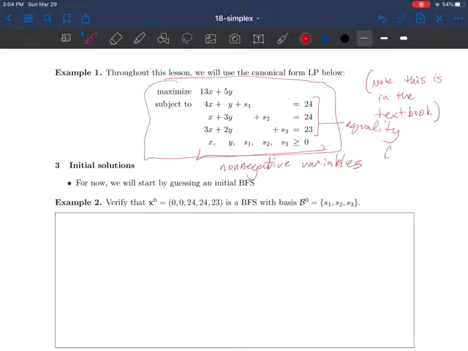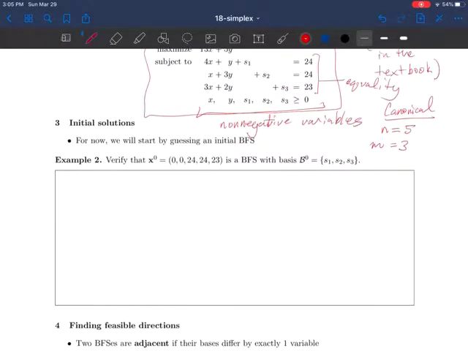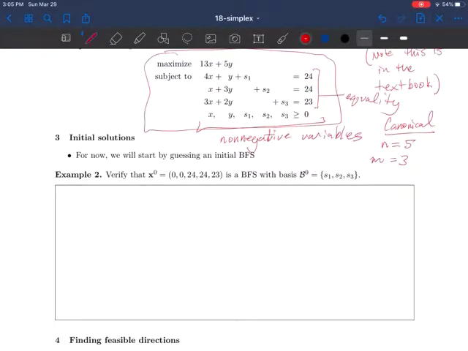You should start, I think, by looking at this, and once you observe its canonical form, you can think about, well, the number of decision variables is n. Here that equals 5. The number of equality constraints is 3. Okay. Those are important numbers to consider because from there we can generate some understanding of what we're looking for.